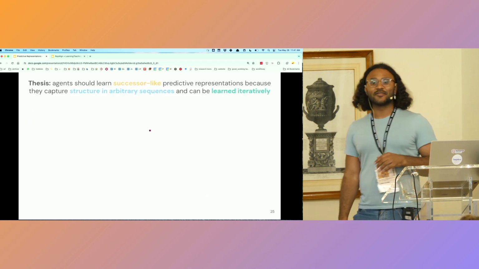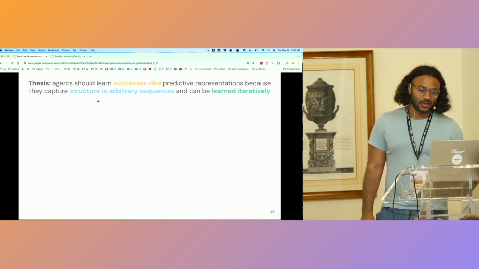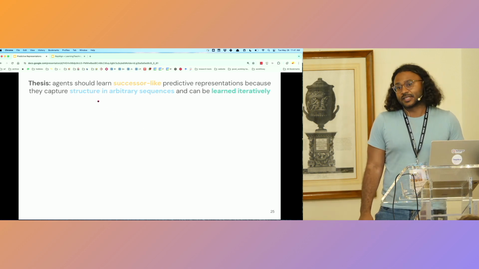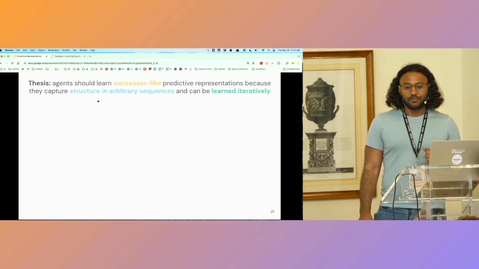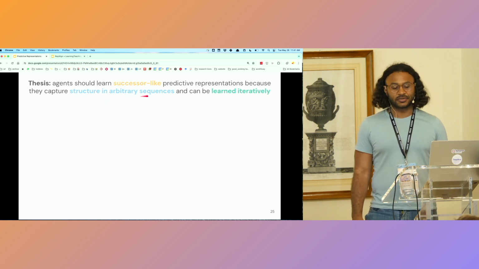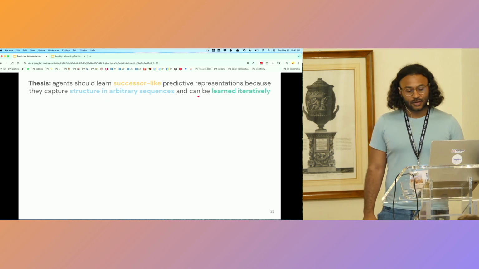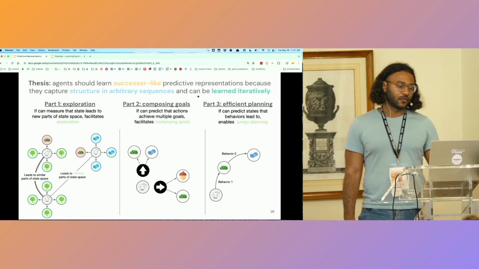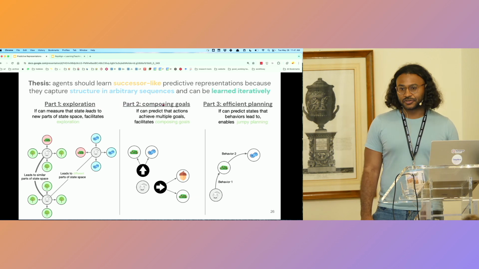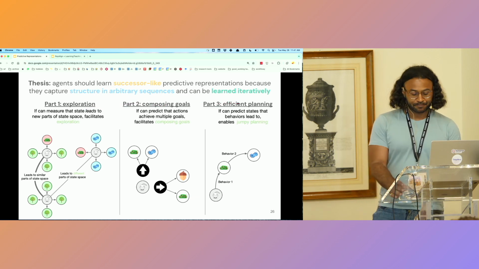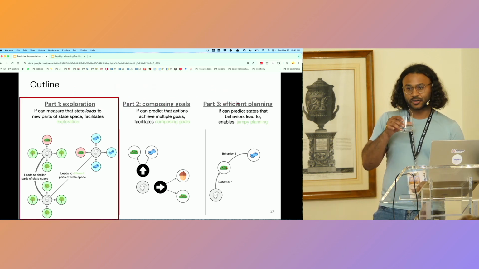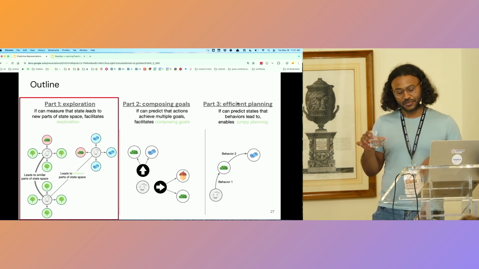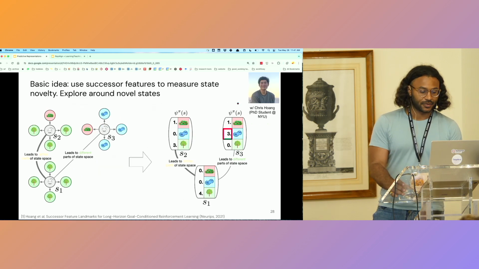OK, so let me now re-say my thesis from earlier. Agents should learn successor-like predictive representations because they capture structure in arbitrary sequences and can be learned iteratively. And for the rest of the talk, I will give you some examples of how this can be useful for exploration, composing goals, and efficient planning. Let me first talk about exploration. And this will be pretty high level, just to be upfront about that.